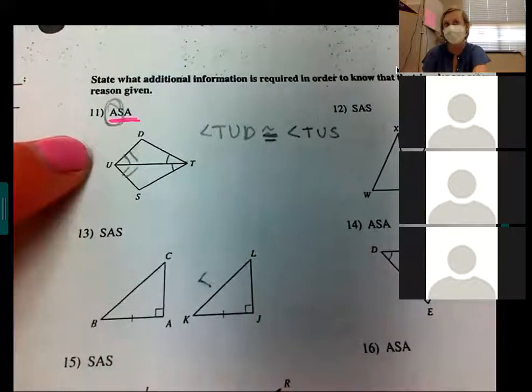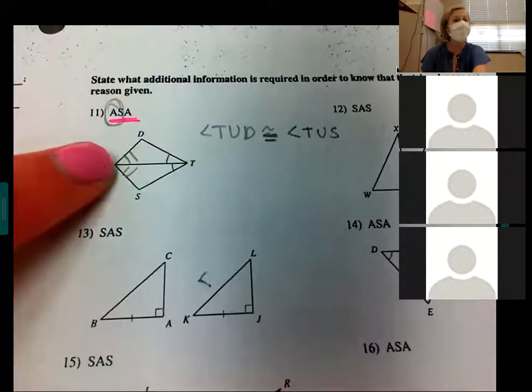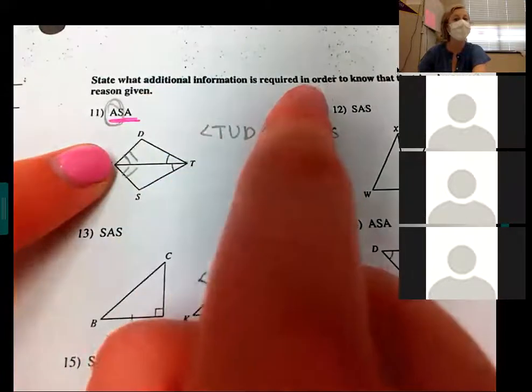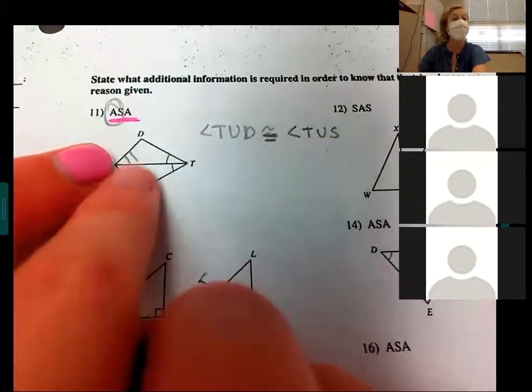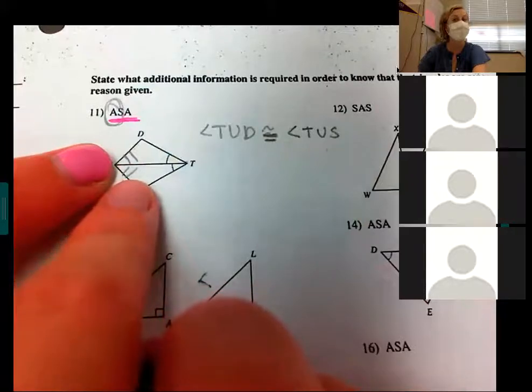You don't have to draw the 2 angles. It says state what additional information is required. So I need to see the statement. You don't have to do that. I'm just doing that for my visual people.